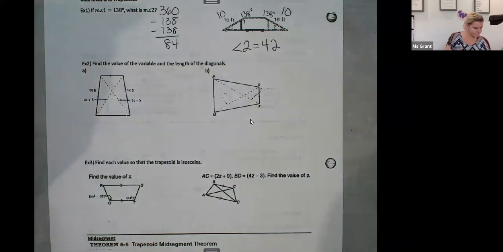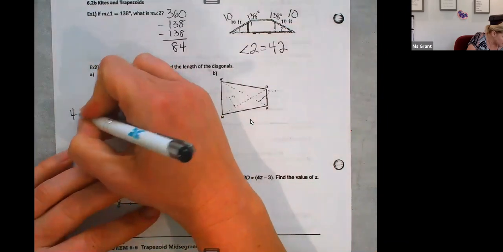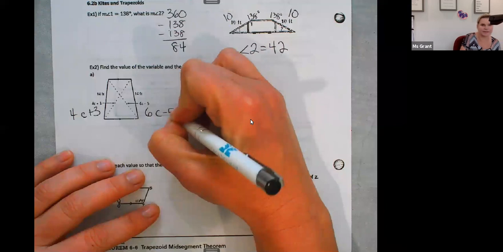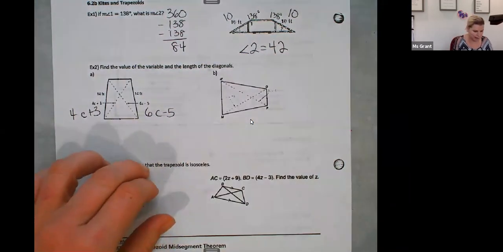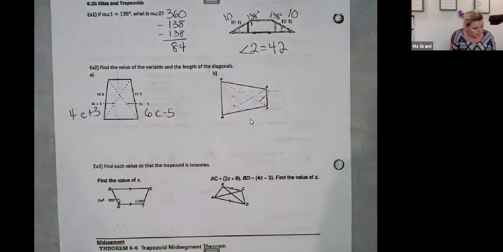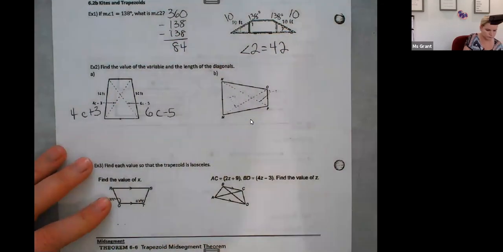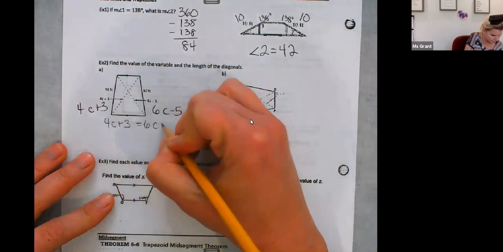All right, number 2A, the diagonals are congruent. Here's 4C plus 3 and 6C minus 5. The diagonals are congruent. Okay. Well, if the diagonals are congruent, then I set them equal to each other. All right, do this one on your own.